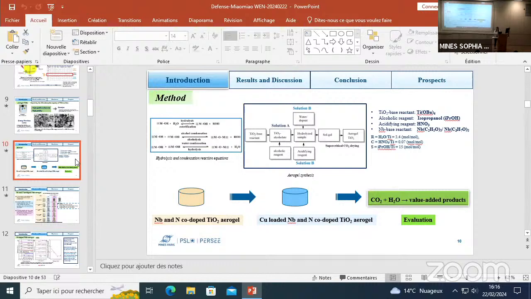From the chemical point of view, do you have an idea of the effect of supercritical drying on chemical reactivity? I mean, for example, maybe we have some residual alkoxide groups. Have you looked at whether all the alkoxides are completely hydrolyzed or not?